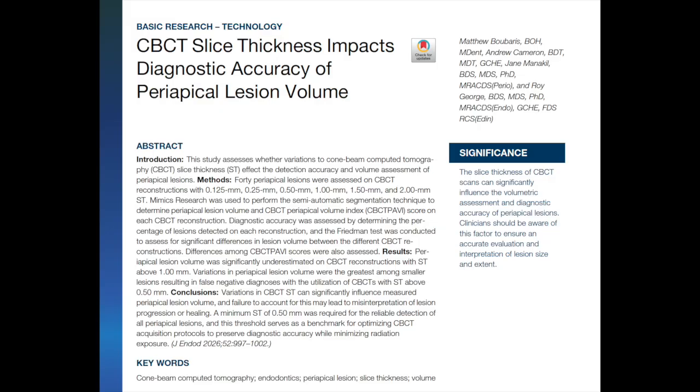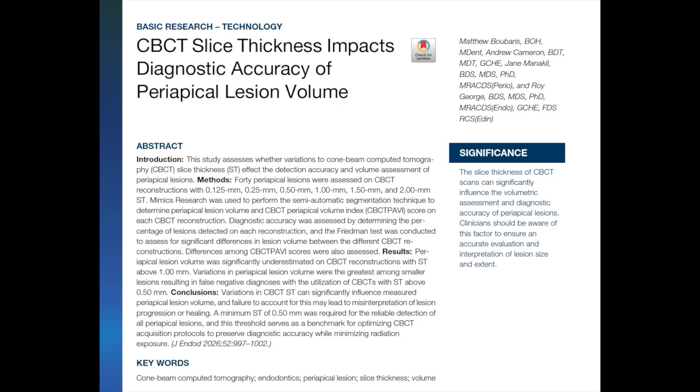For the results, all the lesions visible at 0.125 mm slice thickness were also detected on the 0.25 mm and 0.50 reconstructions, but detection dropped at the thicker slices, which equals 92% at 1 mm, 70% at 1.50 mm, and 67% at 2 millimeter.